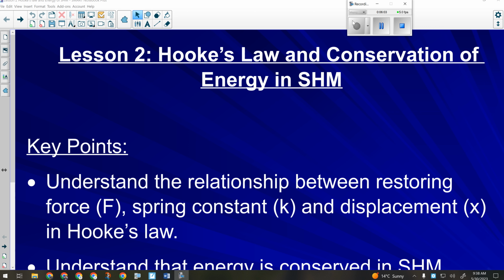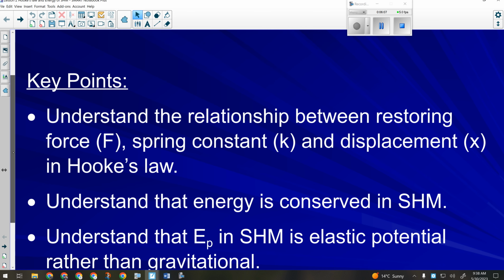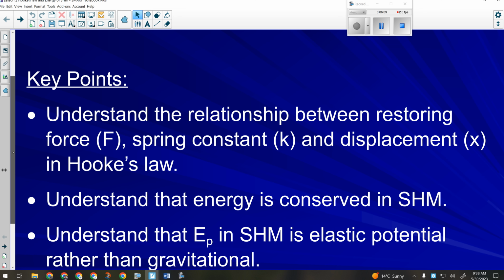So we need to understand the relationship between restoring force, F, which will be in newtons, spring constant, k, and displacement, which in this unit is going to be denoted with an x instead of a d with an arrow over the top. The reason for that is because it's measured from equilibrium, not from final position, initial position, etc. So it's a slightly different notation. Displacement will be x in this unit.